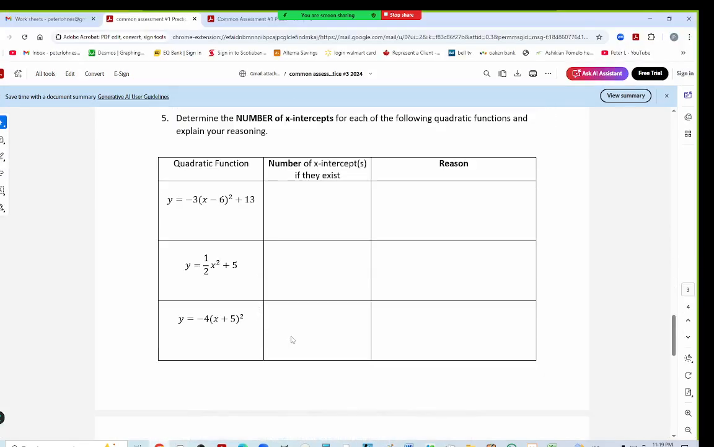All right. So then he asks you to figure out the number of intercepts here. And intercepts are based on when y is what? X-intercepts are when y is what?